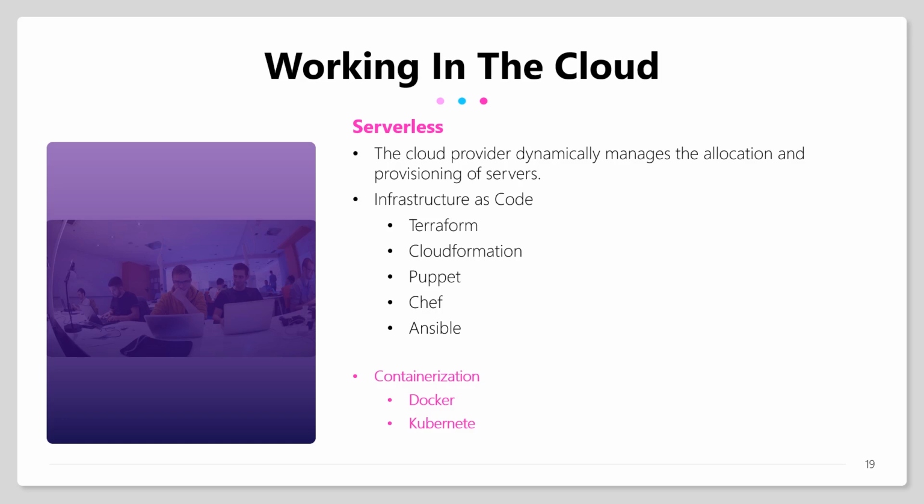And by the way, this is dynamically allocated. It's not like you have this one server doing it all. So infrastructure as code is really important too. The idea is that you can take your whole environment, all written in code, and deploy it anywhere at any time on demand. And you can use tools like Terraform, CloudFormation, Puppet, Chef, Ansible, to name a few.